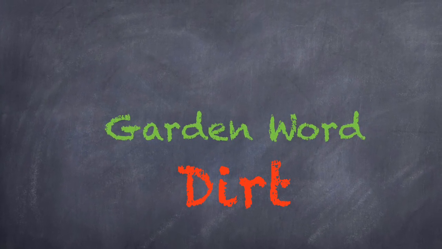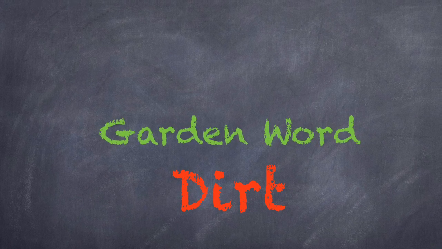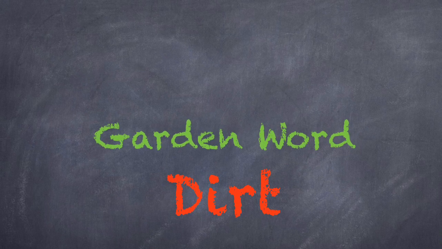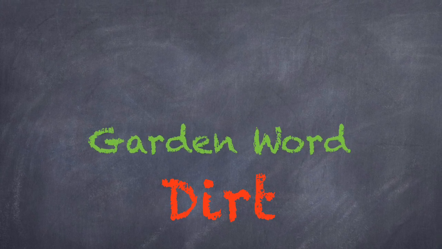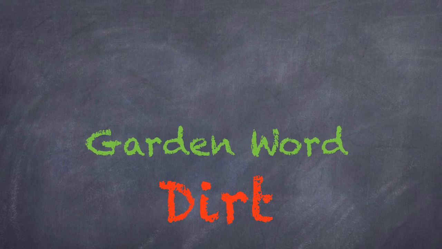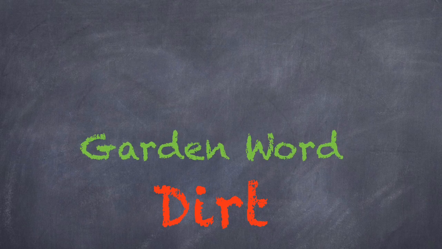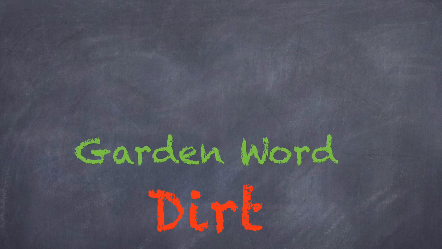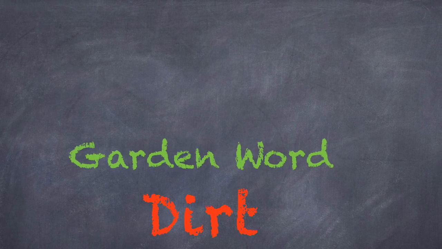Today in kindergartening, we are going to dig dirt. The garden word for the day is dirt. D-I-R-T. Dirt. Dirt is what is underneath the grass. It's underneath the parking lot. And it's underneath your building. Another name for dirt is soil.